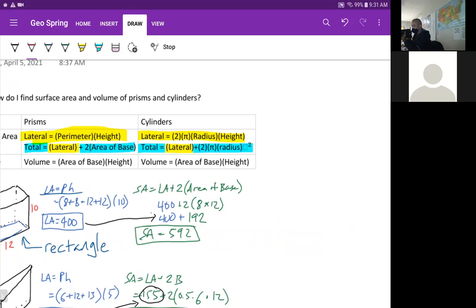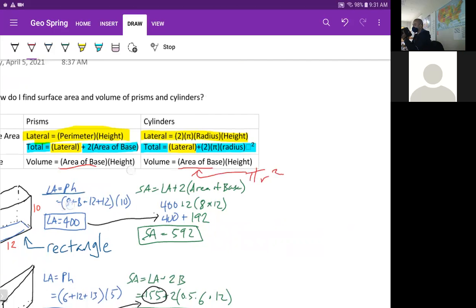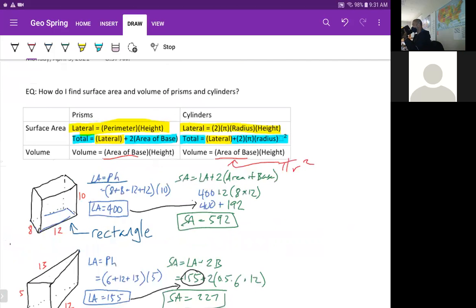Volume for prisms and cylinders is the same thing. It's area of the base. The only thing is with cylinders, it's always the same thing: pi r squared for cylinders. For prisms though, there's quite a number of things you could have.